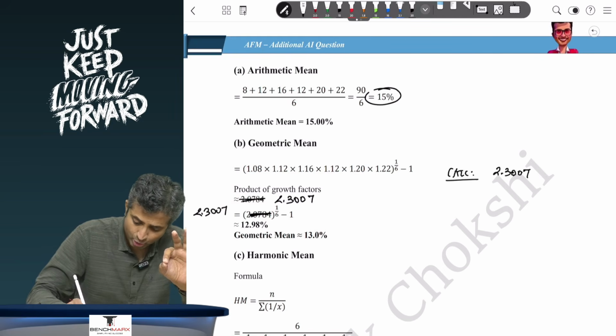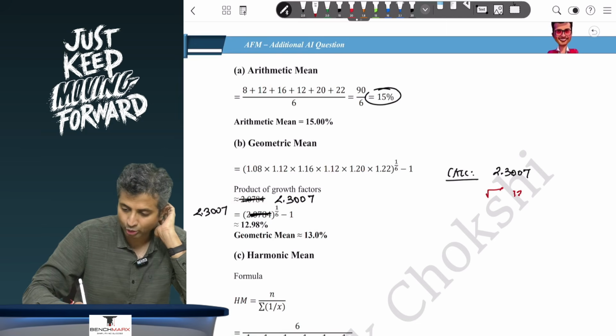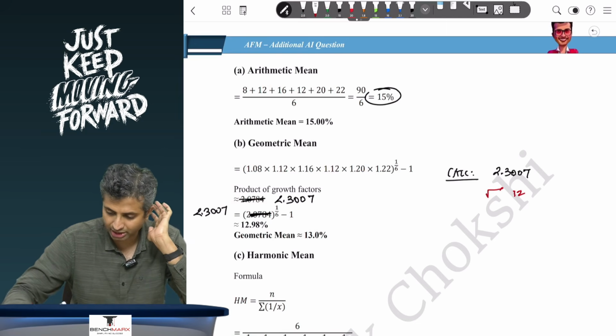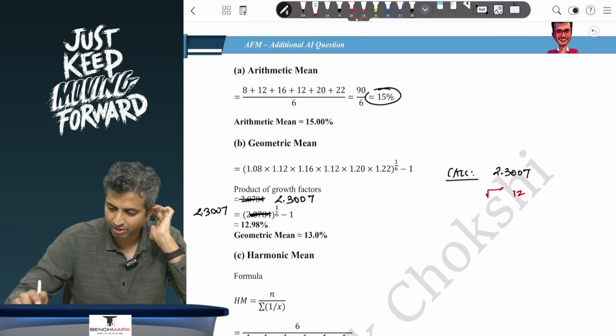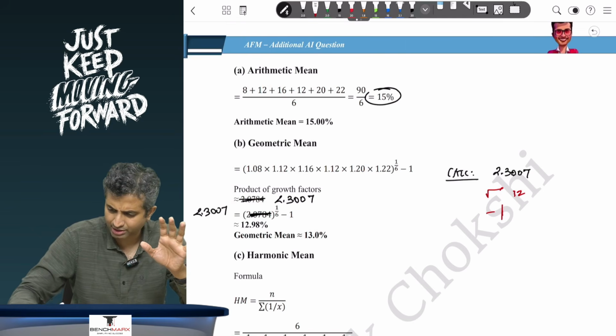But what we typically do is, we will take this number on our calculator, we'll square root it 12 times. So you press the square root 12 times: 1, 2, 3, 4, 5, 6, 7, 8, 9, 10, 11, 12. Whatever number comes, I think ending 4193, you subtract minus 1.